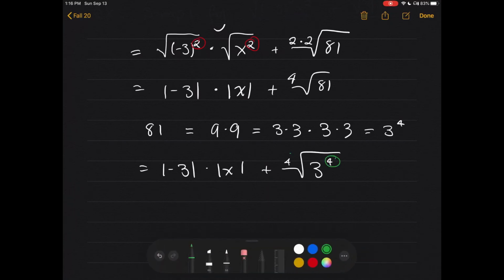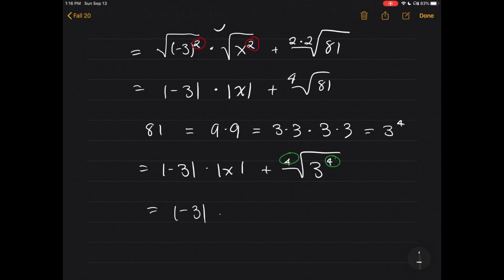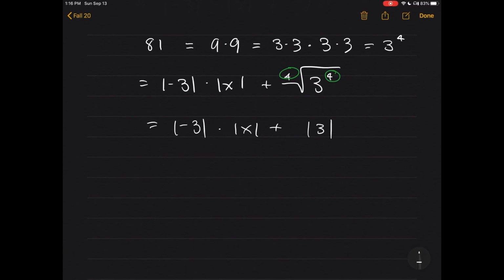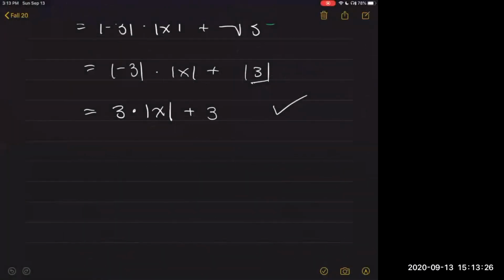Or even, so we write this as thus. We have absolute value of -3 times absolute value of x plus absolute value of 3. Cool. -3 in the absolute values, so making it a positive number, is just 3 times x in absolute values plus, and then 3 here is already a positive number, so that's just plus 3. And that's our answer. Cool.